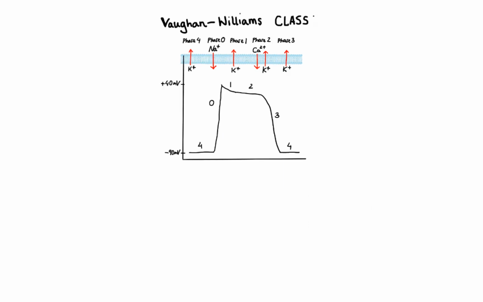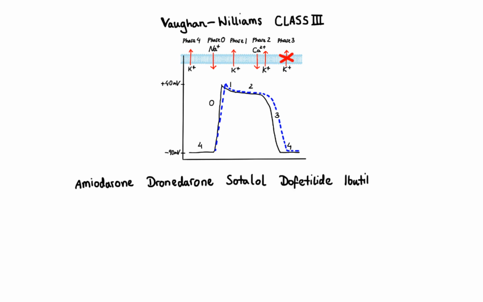Now let's move on to class 3 antiarrhythmic drugs. So class 3 agents work mainly by blocking the potassium channels that are responsible for the phase 3 repolarization. This leads to an increase in duration of action potential and an increase in effective refractory period. The agents in this class include amiodarone, dronedarone, sotalol, dofetilide, and ibutilide. They are mainly used in treatment of supraventricular and ventricular tachyarrhythmias, as well as atrial fibrillation and flutter.